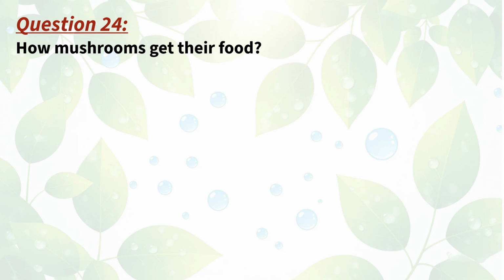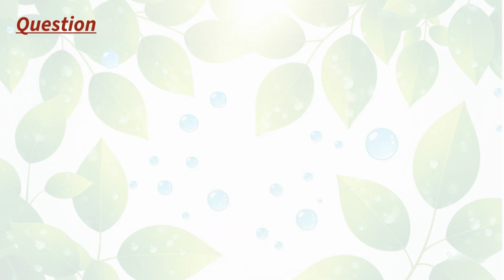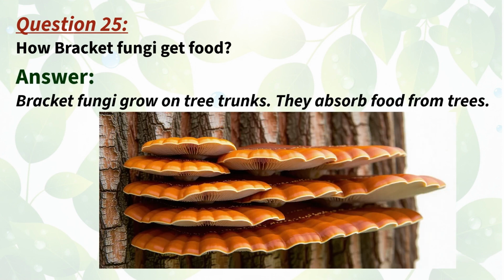Question 24. How do mushrooms get their food? Answer: Mushrooms have very thin, root-like structures that go deep into the soil. These absorb food. Question 25. How do bracket fungi get food? Answer: Bracket fungi grow on tree trunks. They absorb food from trees.